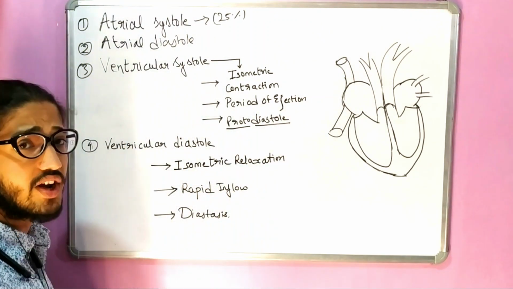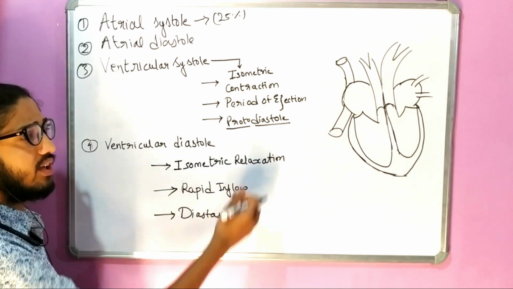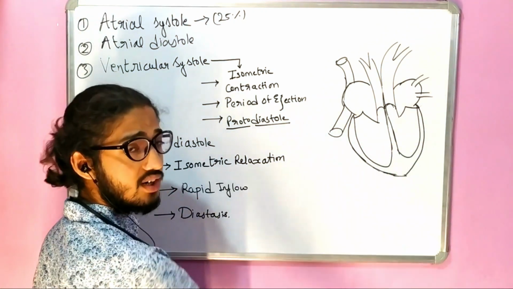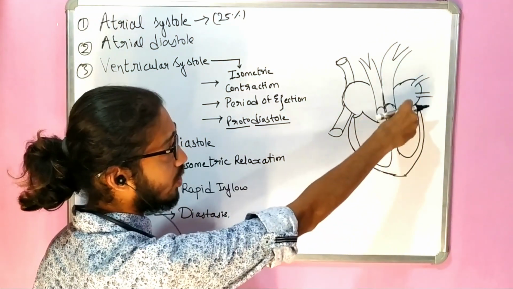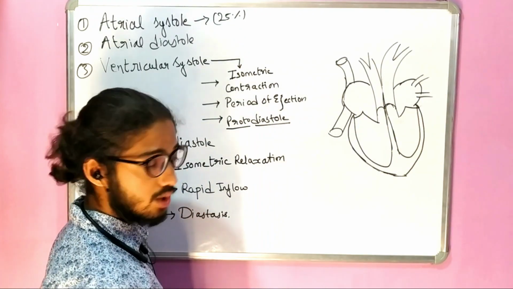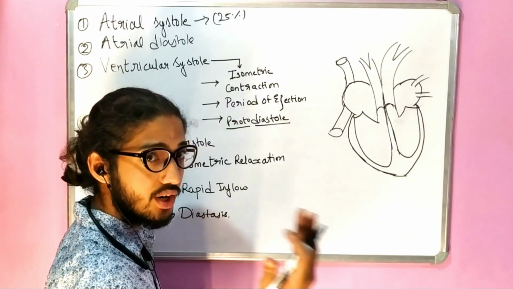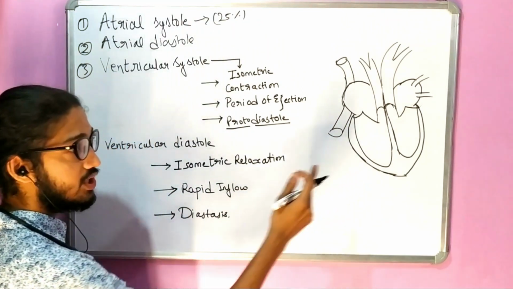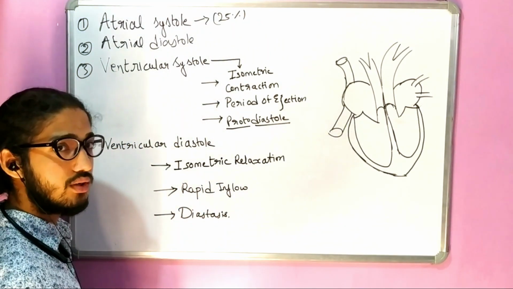Now what happens during the ventricular diastole? Isometric relaxation. The entire ventricle relaxes, leading to the closure of the semilunar valve. Okay, to prevent the blood flow, the semilunar valve will shut down, which will produce the next sound, which is DUB.